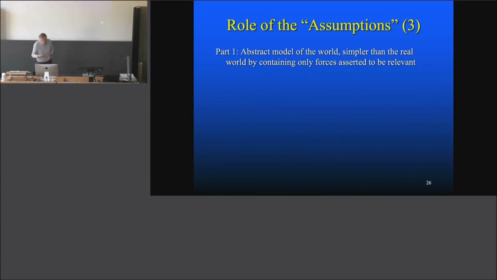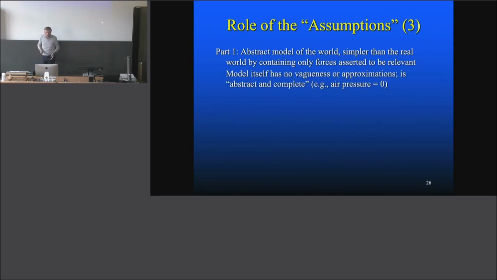But the point is that by these assumptions, certain forces are important, and that consists of 2 points. Part 1 is an abstract model of the world, simpler than the real world by containing only forces asserted to be relevant. That's the same, by the way, with free fall. You say, for that case, if it's only these small distances and it's a heavy body, then the most important thing is gravitational force. Forget everything else, right? And this is what he says, that this is important. The model itself has no vagueness or approximation. It's abstract and complete, meaning it leaves out air pressure, and the model itself, for the case of free fall, is simply the law of free fall. That's all that's relevant. Everything else has been abstracted away. So it's very clear. It's a very clear situation.